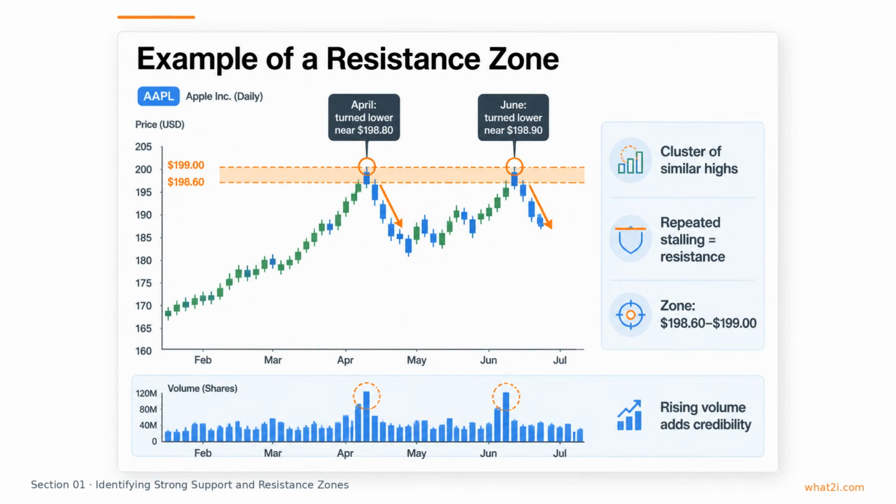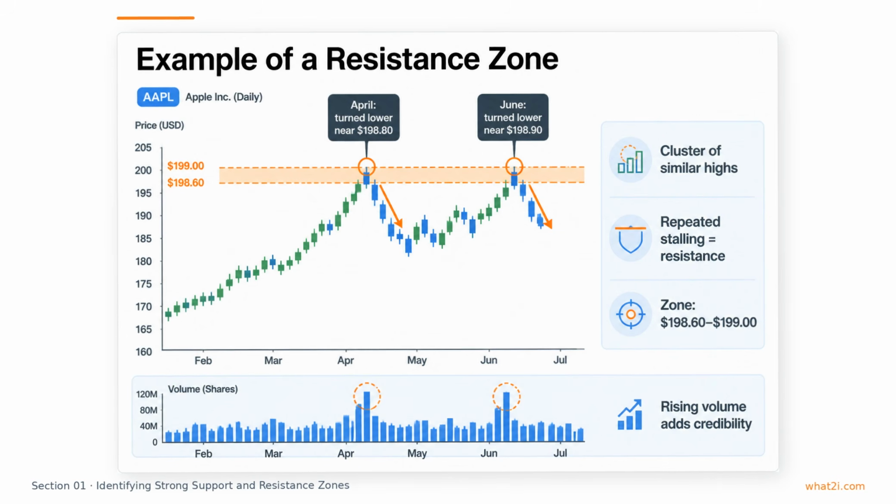Resistance works the same way, but from the opposite side of the chart. If AAPL turned lower near 198.90 in April and again near 198.90 in June, that cluster of highs suggests selling pressure appeared in roughly the same area. Instead of drawing one exact level, a reasonable resistance zone might be 198.60 to 199.00.